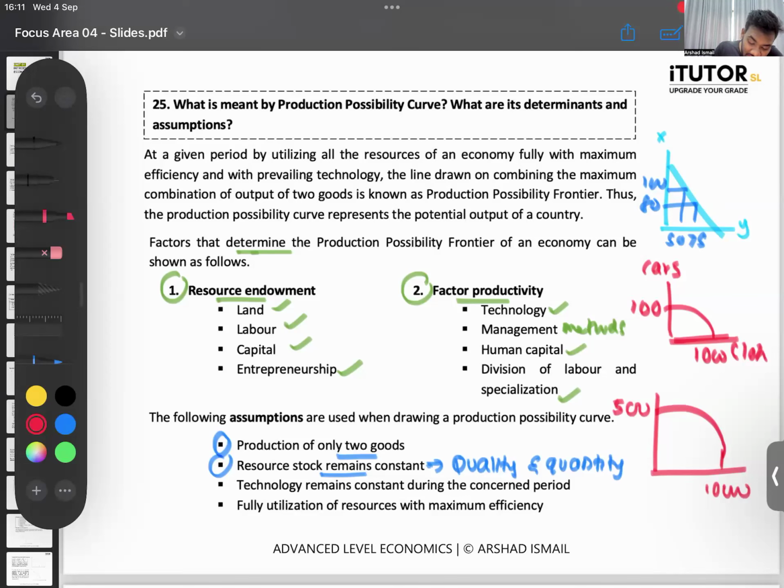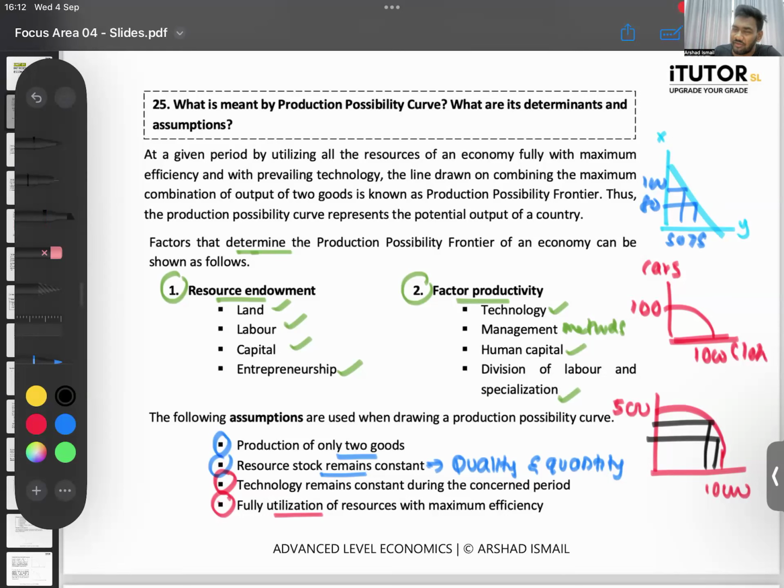And then we also assume that the technology is constant, because technology is also changing all the time. So we assume that's also constant. And then another assumption we make is that all the resources are fully utilized. Now, in the real world, you will never have resources being fully utilized. In Sri Lanka, do you think all the labor out there is fully utilized? There are so many people who don't have jobs. There are so many people who have jobs, but they are doing nothing. They are going to office and just sitting at the table and waiting. So are they fully utilized? But in the PPC model, we assume that if all the resources are fully utilized, then a country can produce this amount. So those are the determinants of a PPC and the assumptions of a PPC.